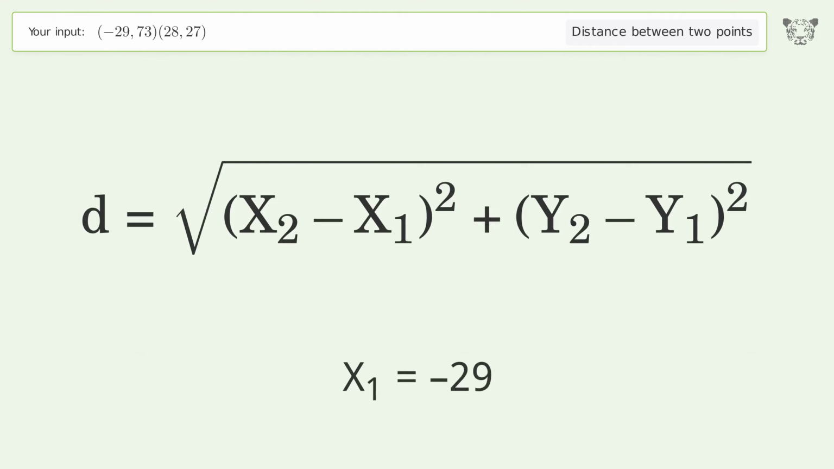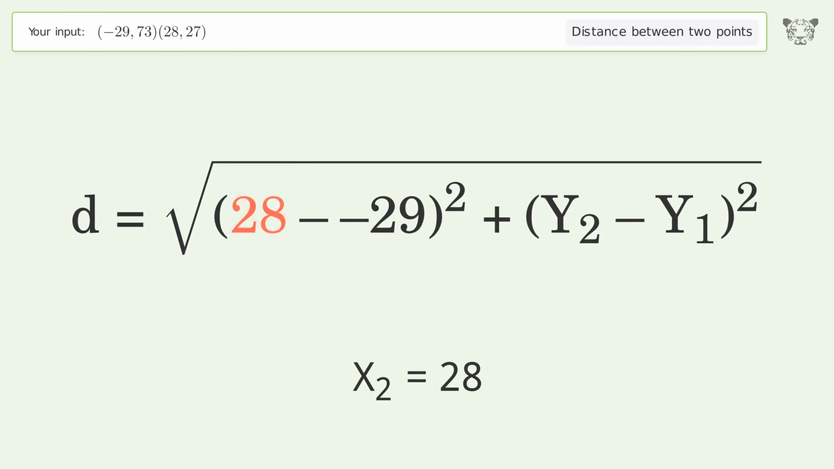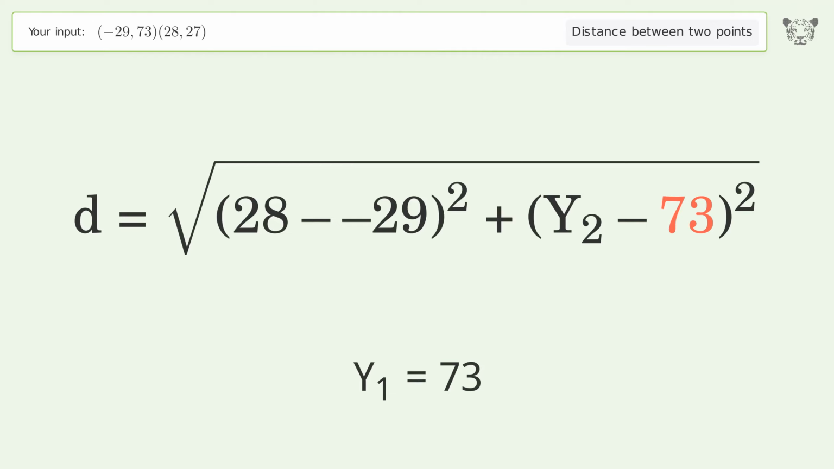x1 equals -29. x2 equals 28. y1 equals 73. y2 equals 27.